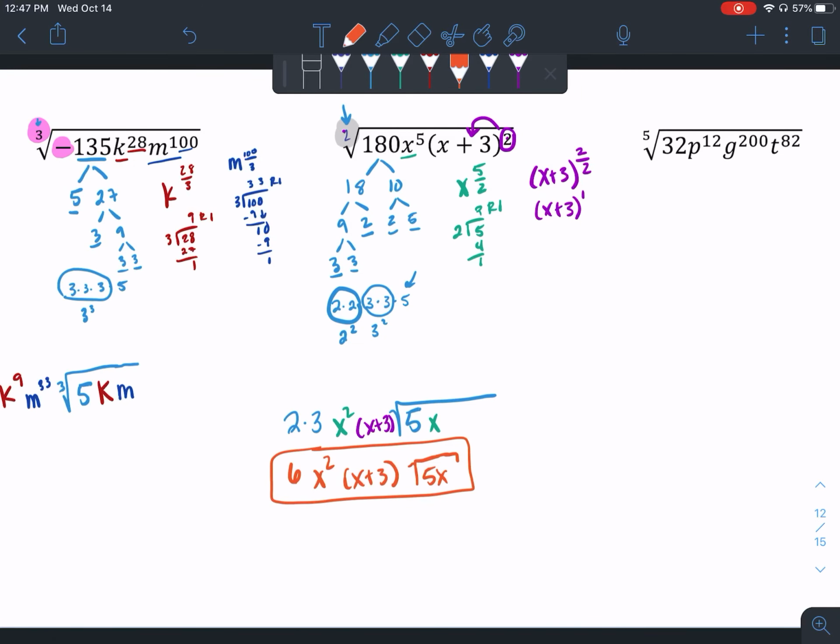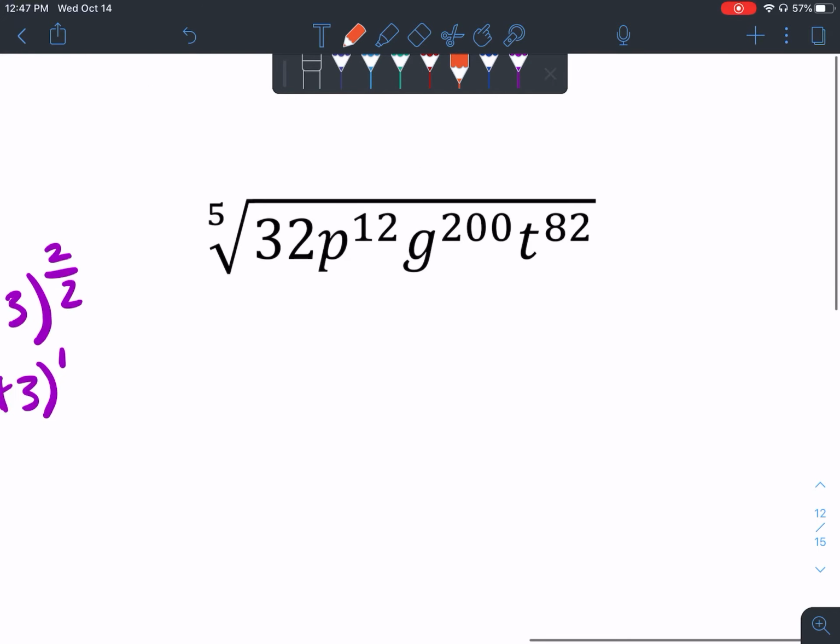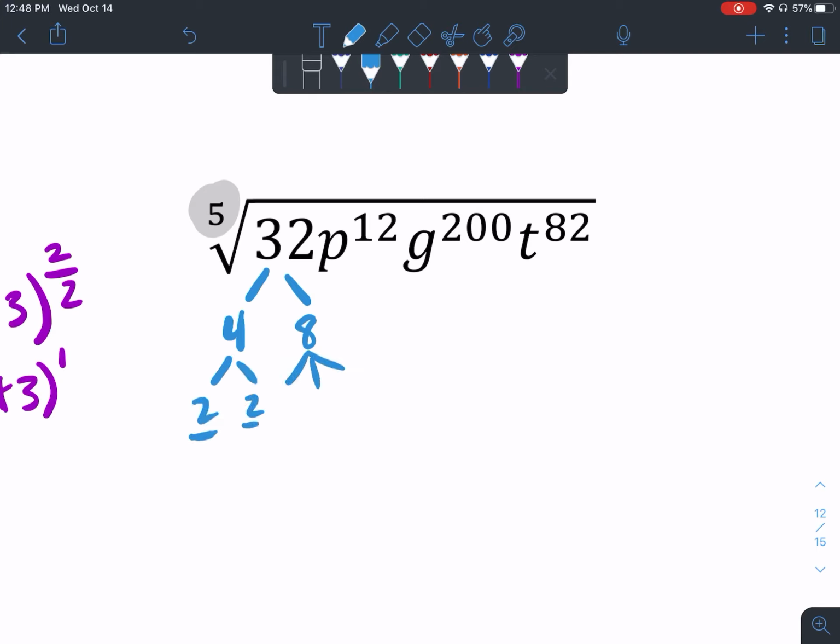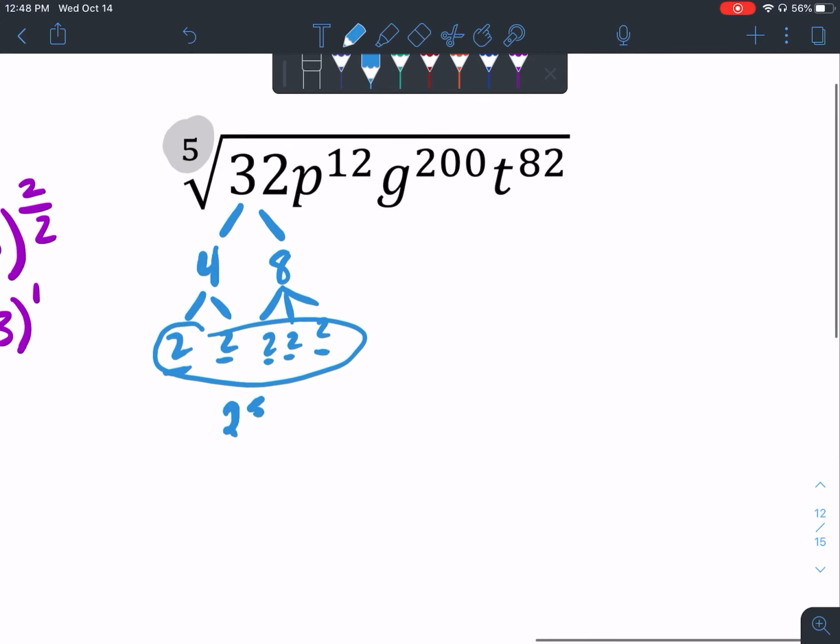All right, let's look at our last one here. Check that index. I'm looking for things that show up 5 times. So 32, I can break down immediately into 8 and 4. The 4 breaks down to 2 and 2. The 8 breaks down into 2 times 2 times 2. So I want to see, do I have 2 5 times? Will I have it 1, 2, 3, 4, 5? I do actually have it 5 times. So I can circle all of that. I could write this 2 to the 5th. So the 2 is going to come out to the front.